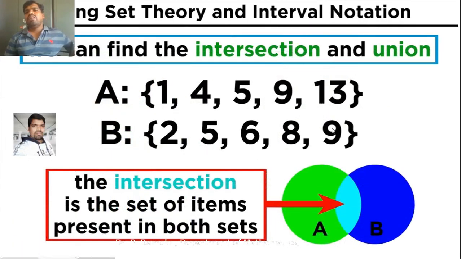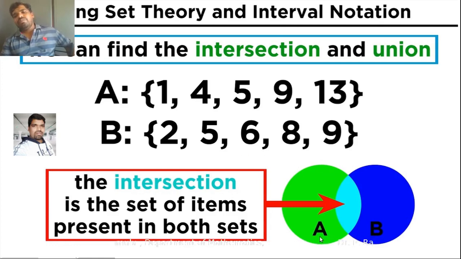Using set theory and interval notation, we can find the intersection and union. A is equal to {1, 4, 5, 9, 13}. B is equal to {2, 5, 6, 8, 9}. Using set theory and interval notation, we can find the intersection and union.